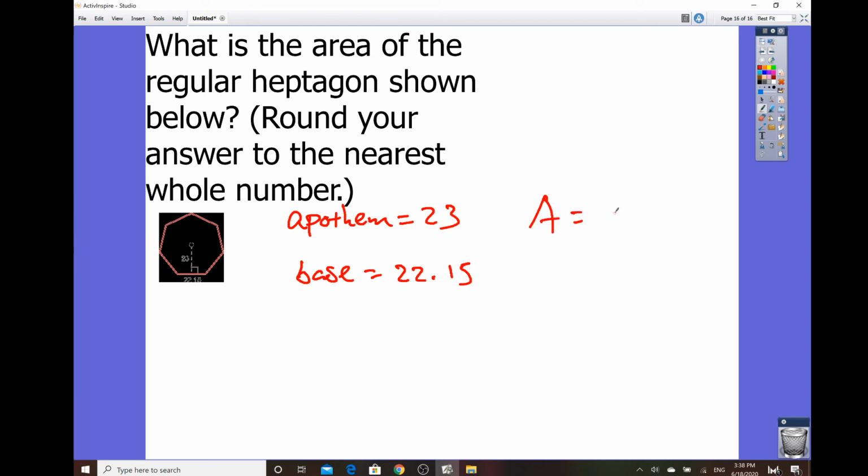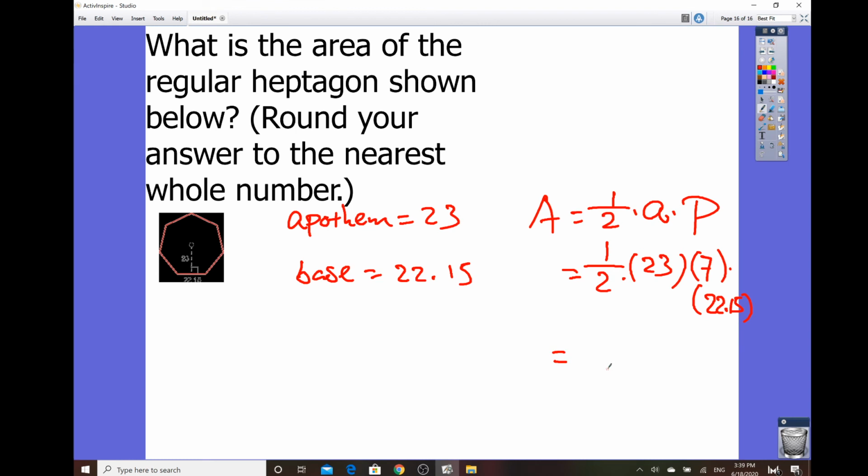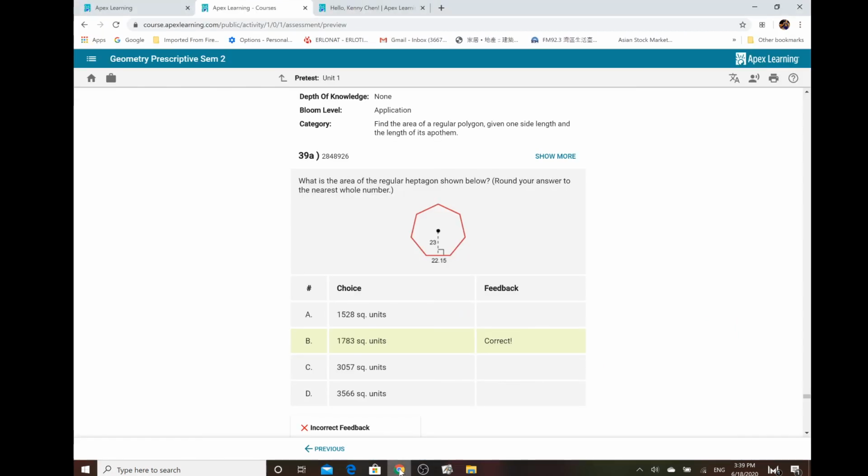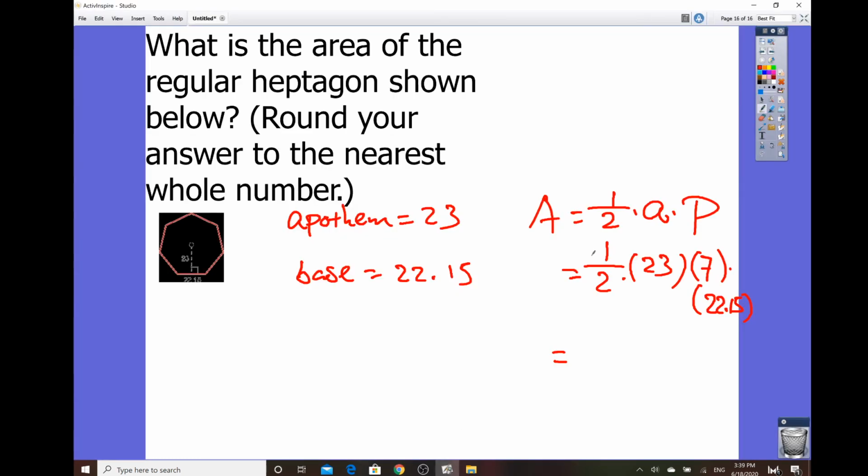So the way to find the area of a regular polygon is always 1/2 times the apothem times the perimeter of the entire polygon. Since we know it's a heptagon, it has 7 equal sides. So we have 1/2 times 23. Basically just plugging in the numbers, it's actually pretty simple. The perimeter of this heptagon will be 7 times 22.15, because each side is 22.15, so we need 7 of those. Doing that on the calculator, it's about 1,783 square units.